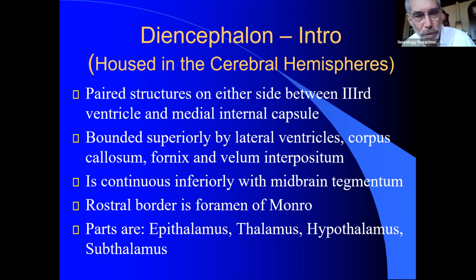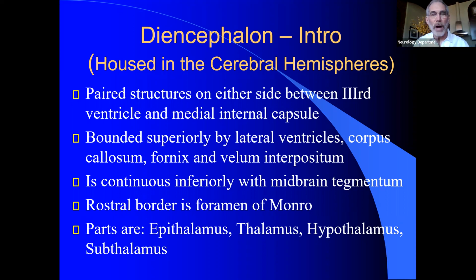All right, transitioning finally up into the diencephalon. The diencephalon as a whole, we're going to break up into pieces. The diencephalon is housed within the cerebral hemispheres. It consists of paired structures on either side of the third ventricle going out to the internal capsule. So the entire diencephalon will sit between the third ventricle and the internal capsule. Those are the medial and lateral borders.